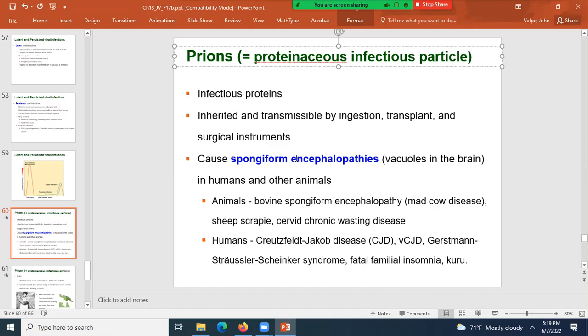We've got spongiform encephalopathy. These are vacuoles in the brain. And the most common case of spongiform encephalopathy is mad cow disease or bovine spongiform encephalopathy. We don't call it that in humans. It's called Creutzfeldt-Jakob disease, Gerstmann-Sträussler-Scheinker syndrome, fatal familial insomnia, and Kuru. And we'll talk a little bit more about each of these.